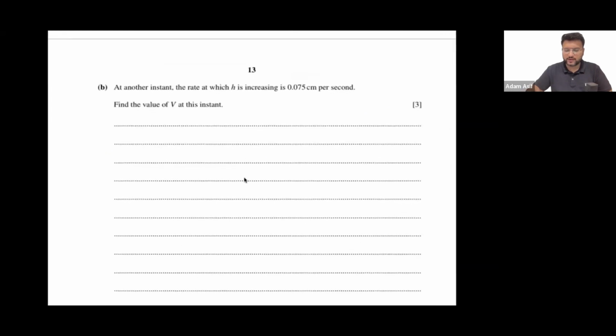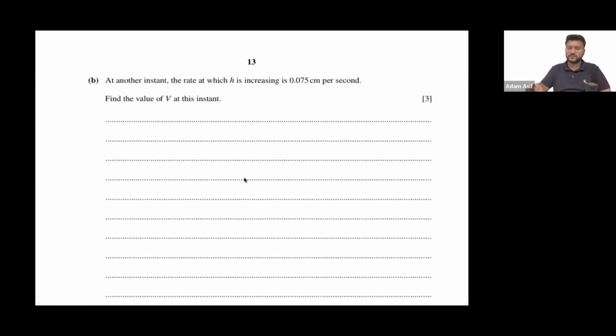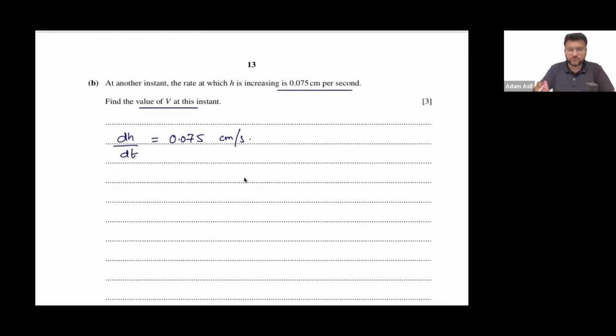Part B, at another instant, the rate at which h is increasing is 0.075. So dH by dt is 0.075 centimeter per second. dH by dt is given and we need to find the value of V at this instant. Okay, so if we have dH by dt, and dV by dt will remain the same, that is 500 centimeter cube per second. We need to figure out the value of h then.